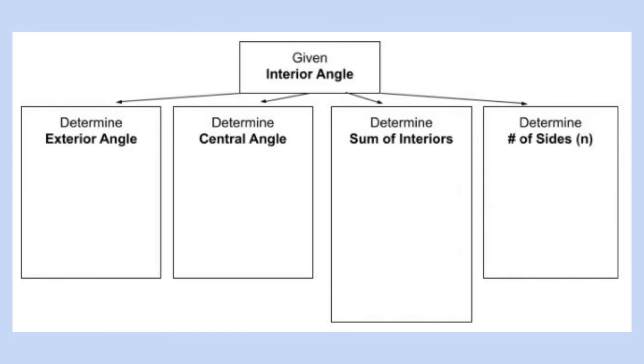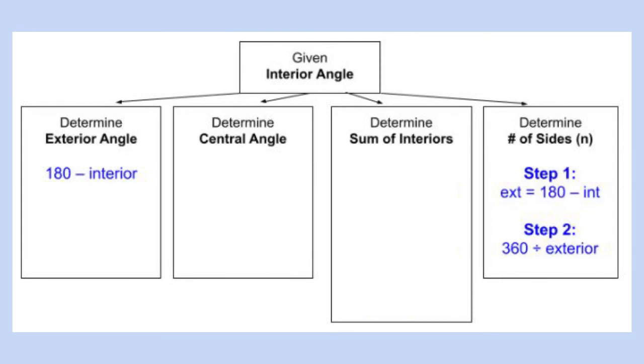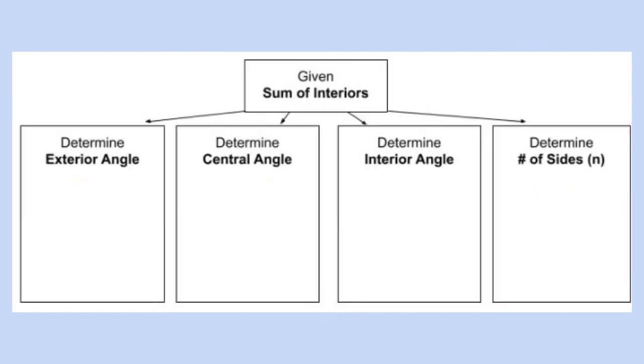If you start knowing an interior angle, you can figure out an exterior angle fairly quickly. You just do 180 minus your interior. And then to determine the number of sides, you're going to do 2 steps. You're going to do 180 minus your interior. That'll tell you how big your exterior angle is. And then if you do 360 divided by that exterior angle, you'll know the number of sides. Okay, finally, for the number of sides, given the sum of the interior angles, you're going to start with that sum, divide by 180 and then add 2.